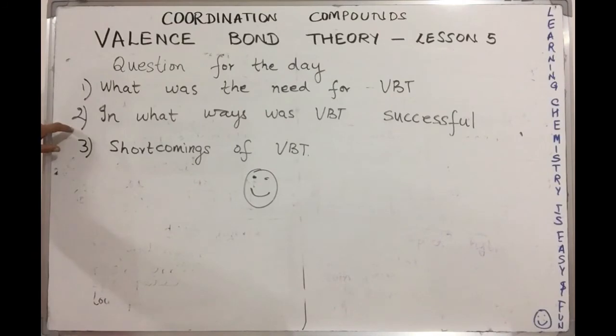In what ways was the valence bond theory successful? What all points could be explained using the valence bond theory? And the shortcomings. Why do we have to keep reinventing ourselves? That's what will be the question for the day. So let's now go on to the next set of 2 examples to make the concept complete.